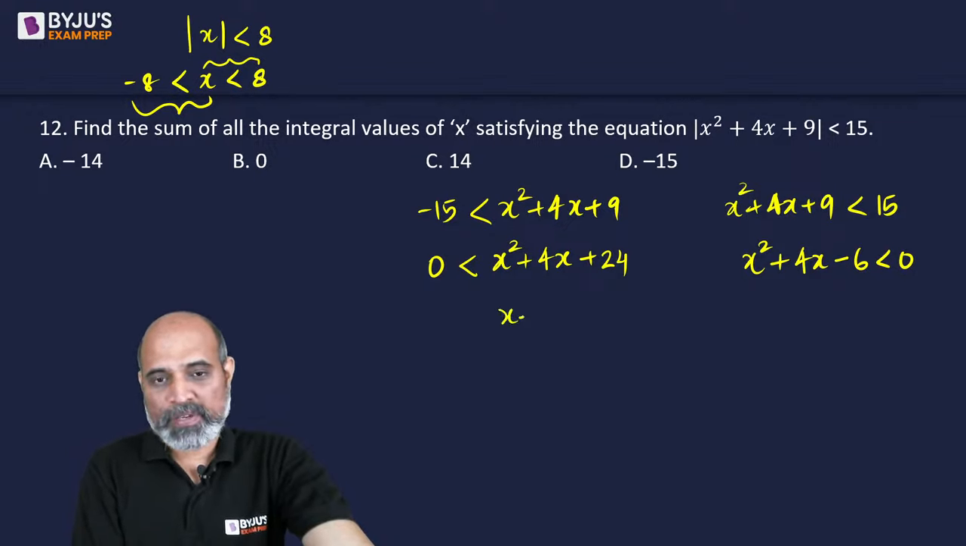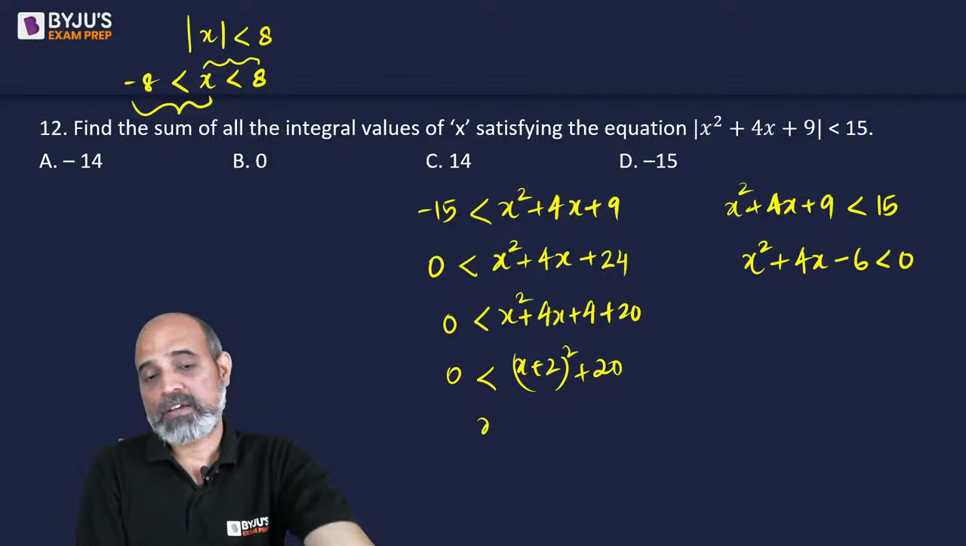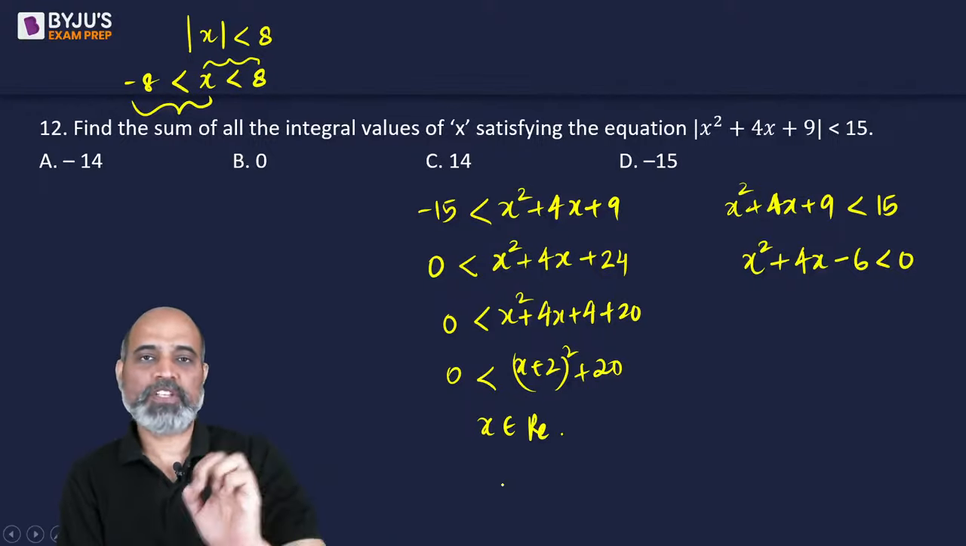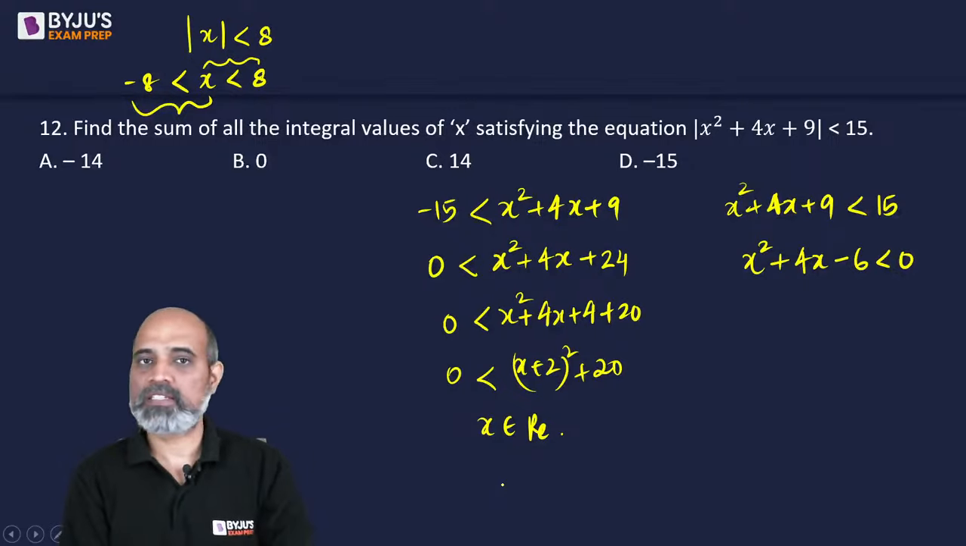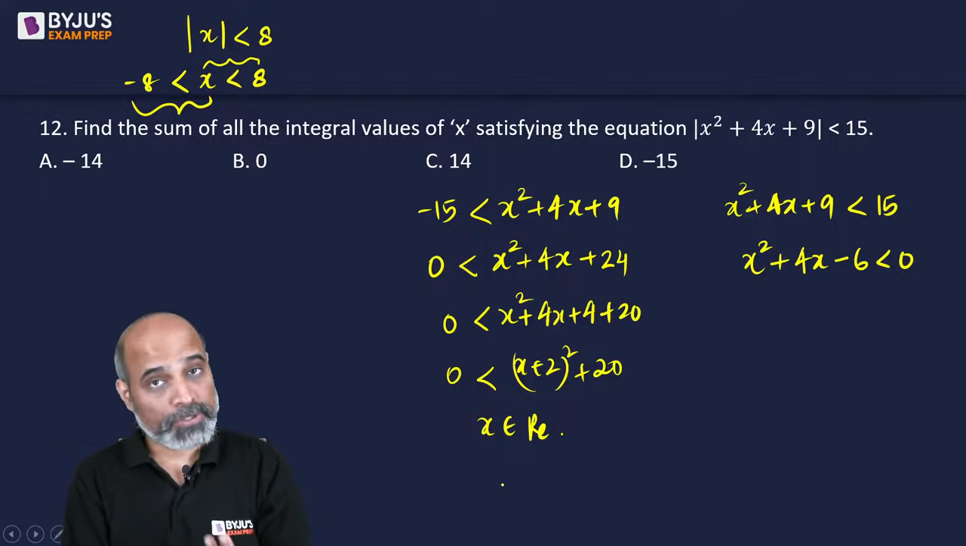The first one becomes x square plus 4x plus 4 plus 20, which is greater than 0, which becomes x plus 2 का whole square plus 20, which is greater than 0. So इसका मतलब x जो है सारे real values लेगा. So it doesn't matter whether you put x as 0 here or minus 10 or minus 1000 or minus 10,000 or plus 10,000. The left hand side inequality will always hold true.